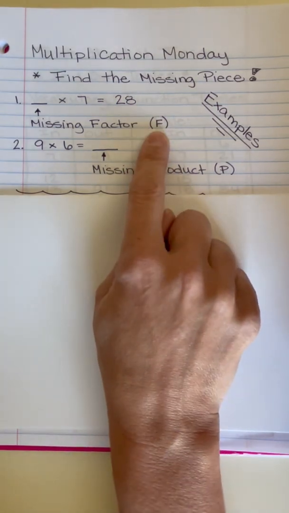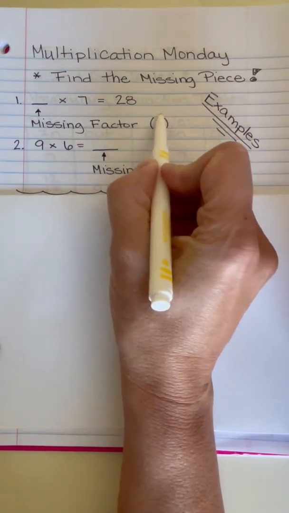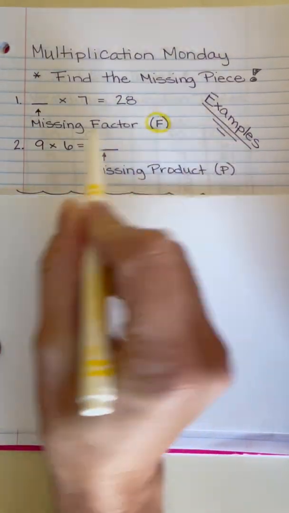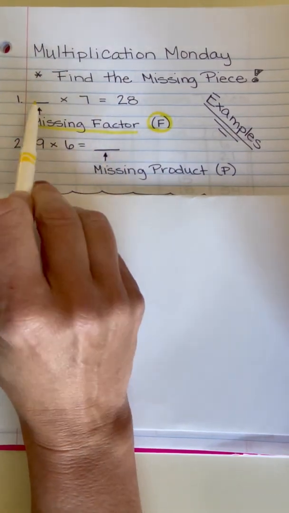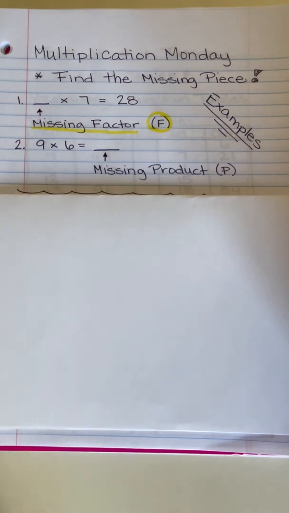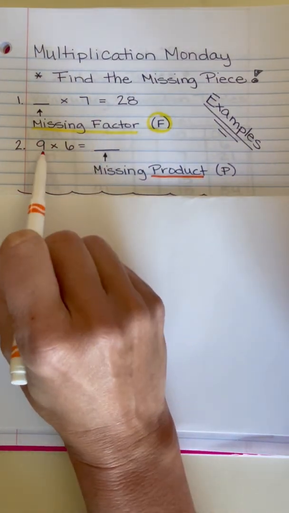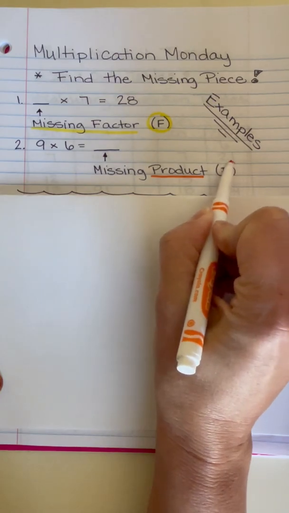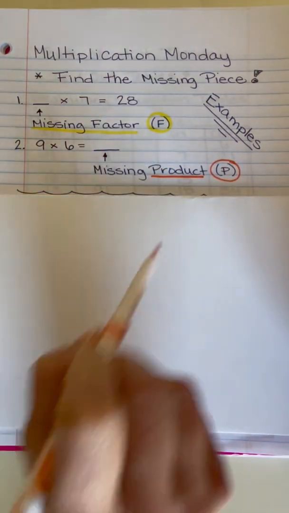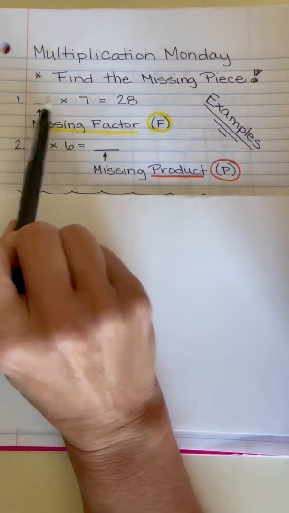You're going to be looking for the missing factor, and we'll label that with an F because when you do your problems, you are going to be labeling missing factors with an F, and you're going to be filling in that factor. And then when you are filling in the answer, it is called the product. Okay, so the answer to a multiplication problem is called a product. So you are going to label that as a P and fill in the product.